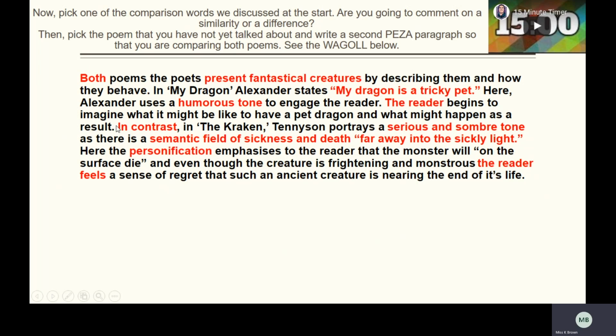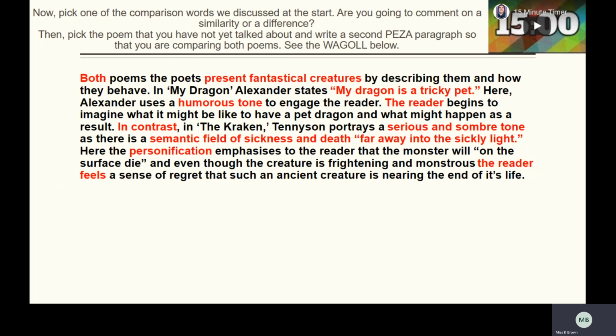So the next part, I would say, "In contrast, in The Kraken, Tennyson portrays a serious and somber tone." So I'm talking about tone up here and I'm talking about tone down here. "There is a semantic field of sickness and death: 'far away into the sickly night'. Here the personification", so I've got my subject terminology there, "emphasises to the reader that most will on the surface die. And even though the creature is frightening and monstrous, the reader feels a sense of regret that such an ancient creature is nearing the end of its life." Okay, so that is a waggle paragraph.